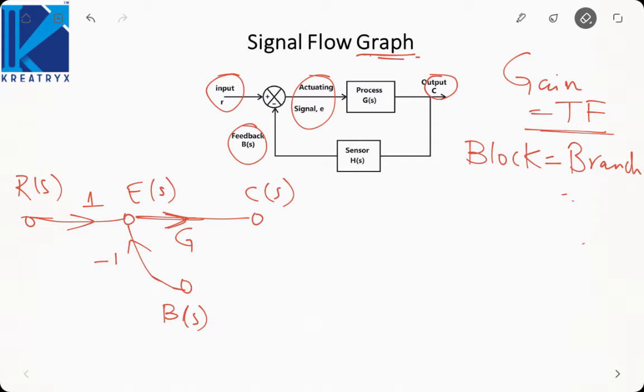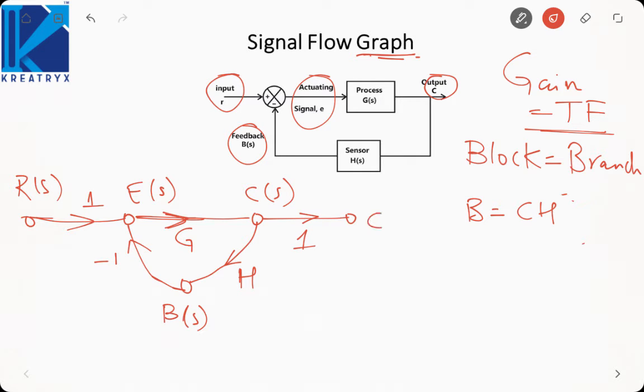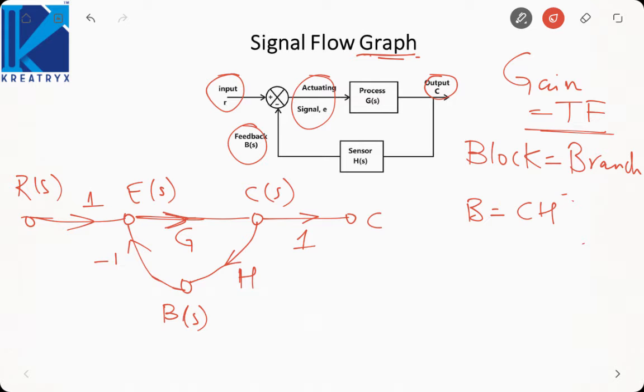Now this B is made by C into H. B is equal to CH. So here I will take H. This will give me B. And here I will take gain 1. So it will again give me C. I will give you the reason later why we are taking an additional node for representing C. Here both these nodes are basically the same. These are one and the same. So this way also we can represent a control system in terms of signal flow graph. Here each branch corresponds to a block and each node corresponds to a system variable.